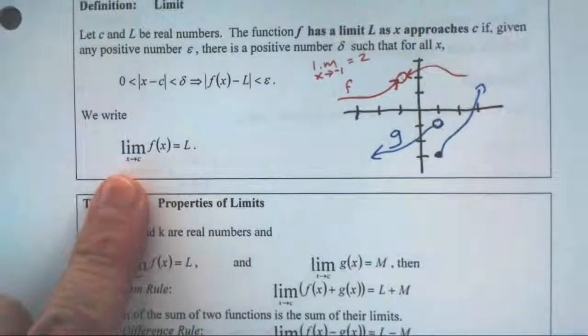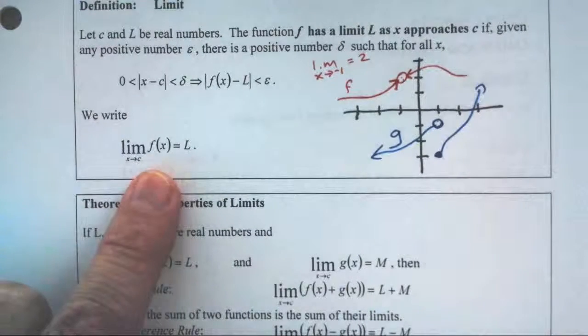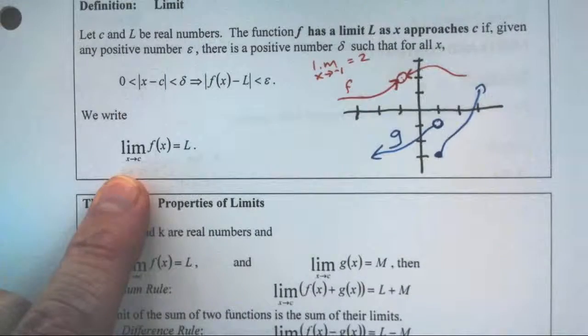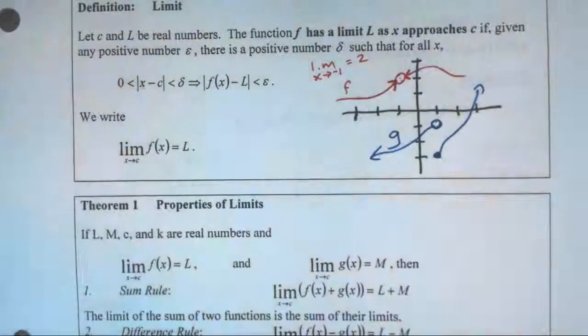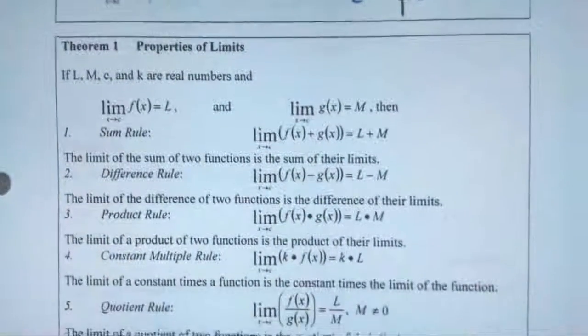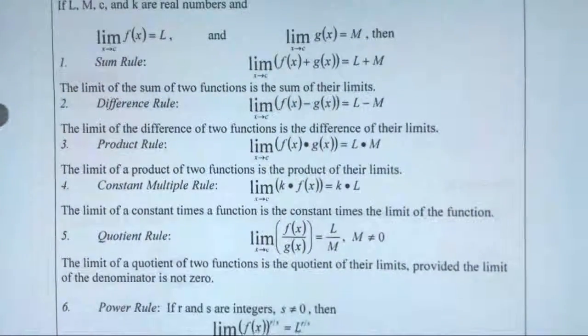This is the notation we're going to use. This will be read, the limit as x approaches c of f of x, or the limit of f of x as x approaches c would be even better, is L in this case. Could be 2. All right? Now these ones. Oh, man, I'm going to have to know all these.